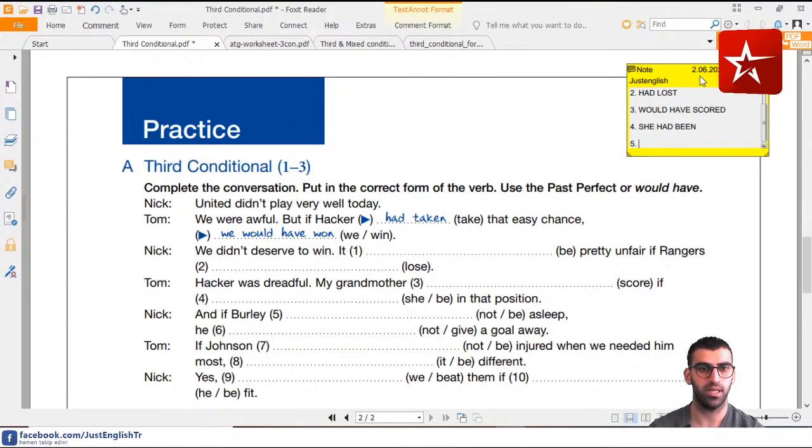Yes, great. Number 5. Let's continue with Nick. And if Burley was asleep, he would go away. So that's really a funny conversation that we have here between Nick and Tom.